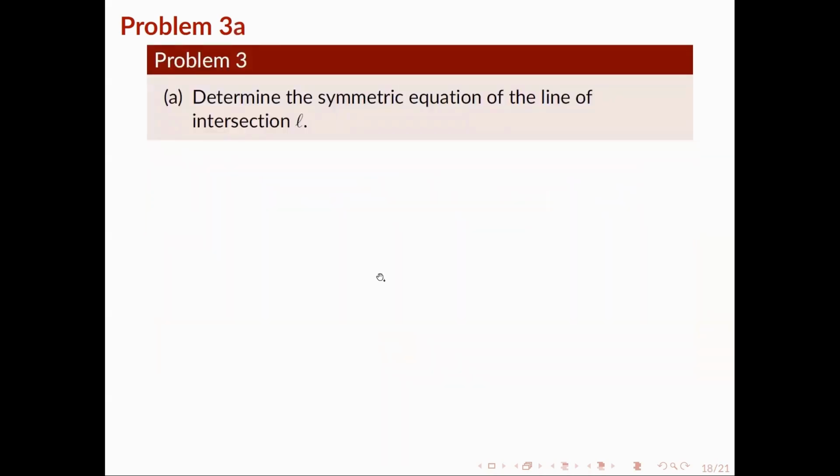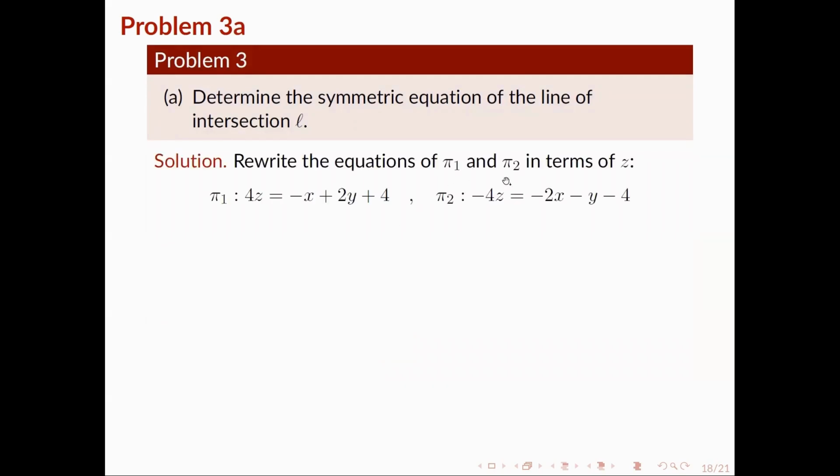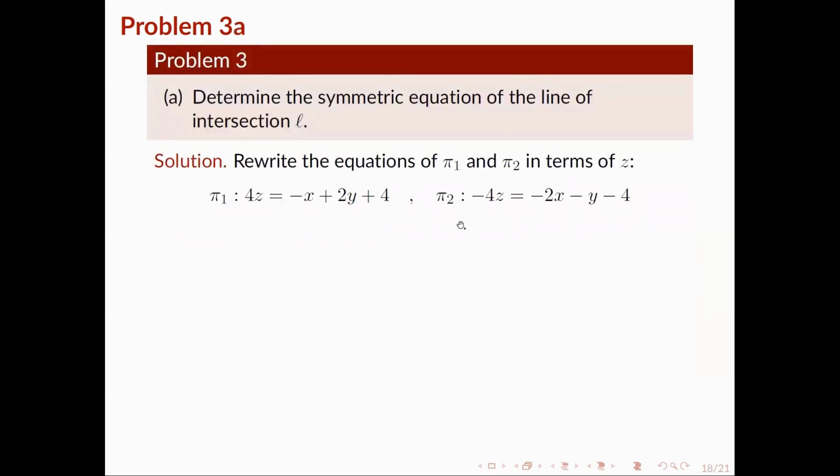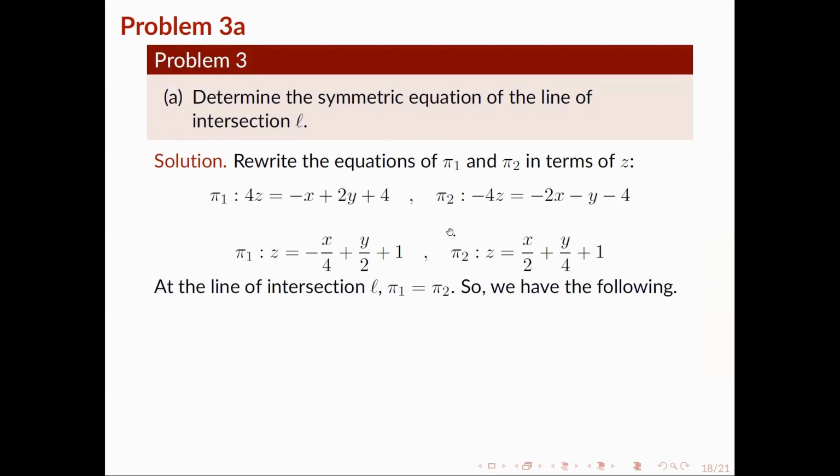So for determining the symmetric equation of the line of intersection, we rewrite the equations of pi sub 1 and pi sub 2 in terms of z. So we're going to isolate z here in each equation of the planes. And at the line of intersection, we have that pi sub 1 equals pi sub 2. That is to say, their z coordinates are equal. So we have the following. Negative x over 4 plus y over 2 plus 1 equals x over 2 plus y over 4 plus 1.